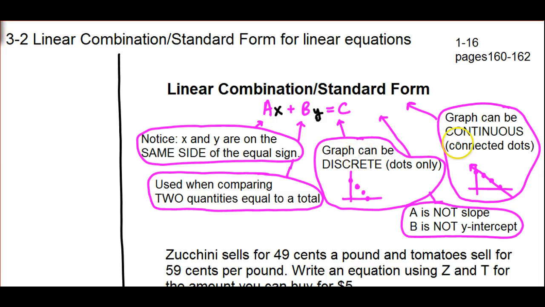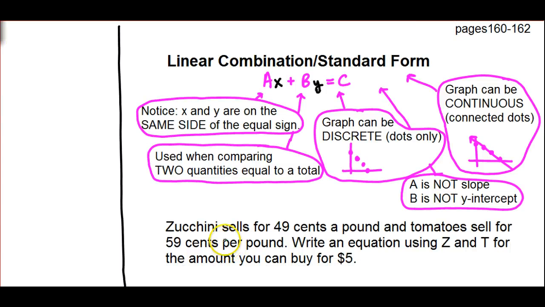In general, when you're doing a graph of a line, keep in mind that the graph can be discrete, meaning it has dots on it only that are not connected, or it can be continuous, which means the dots are connected. So here's our first example. Zucchini sells for 49 cents a pound and tomatoes sell for 59 cents per pound. Write an equation using z and t for the amount you can buy for $5.